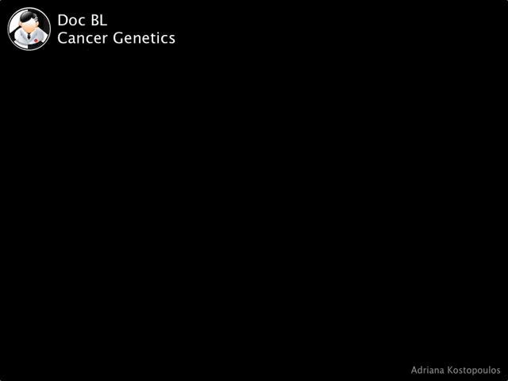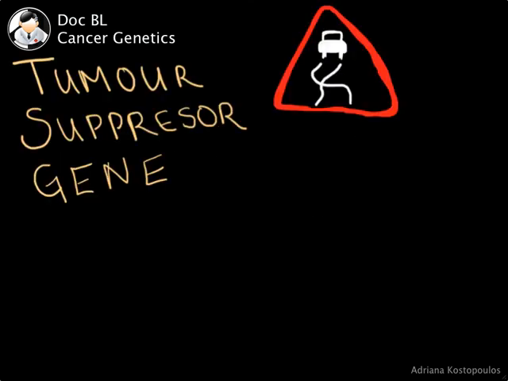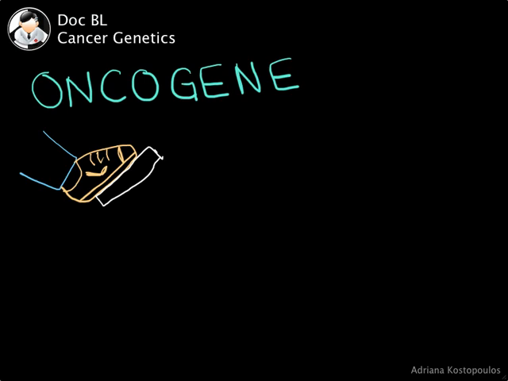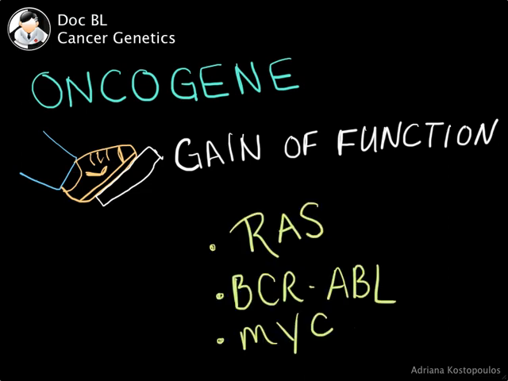Okay, so in review, cancer is uncontrollable cell growth. Tumor suppressor genes are like having bad brakes, and their inheritance can be described by the two-hit model, and examples are retinoblastoma and p53. Oncogenes can be described as having an accelerator pedal stuck to the floor, and they are gain-of-function mutations, and examples of these are RAS, bcr-abl, and MYC.